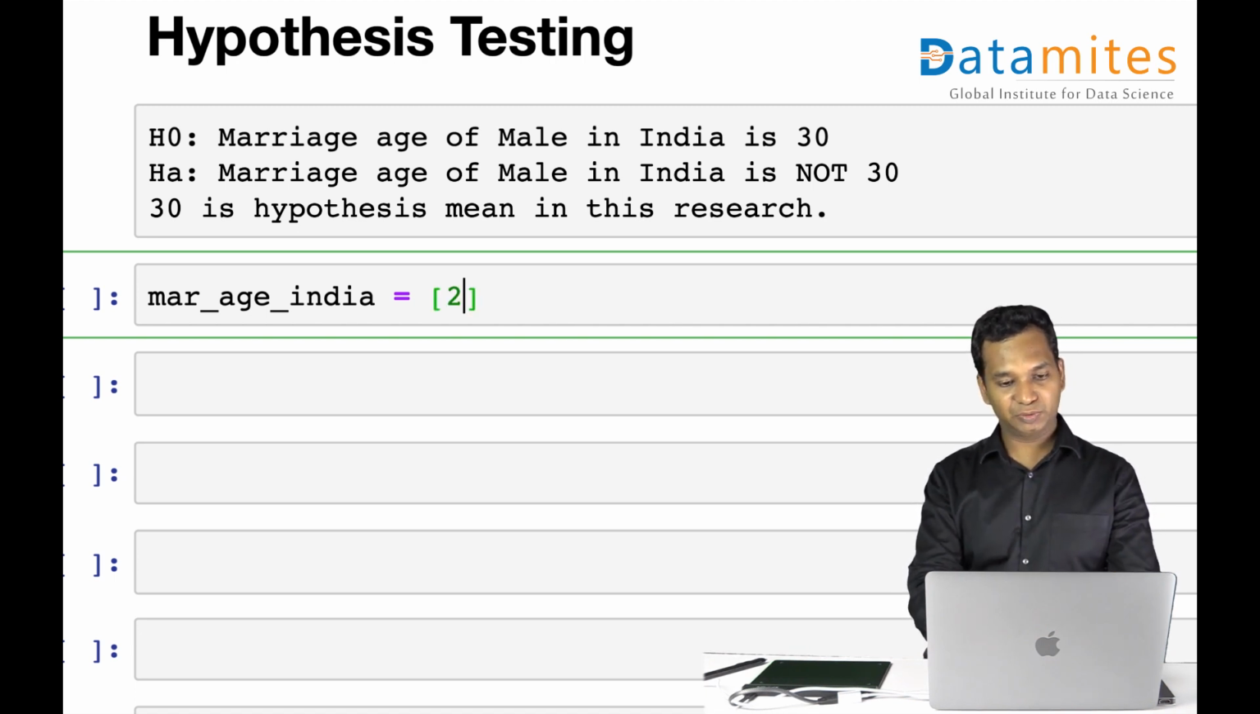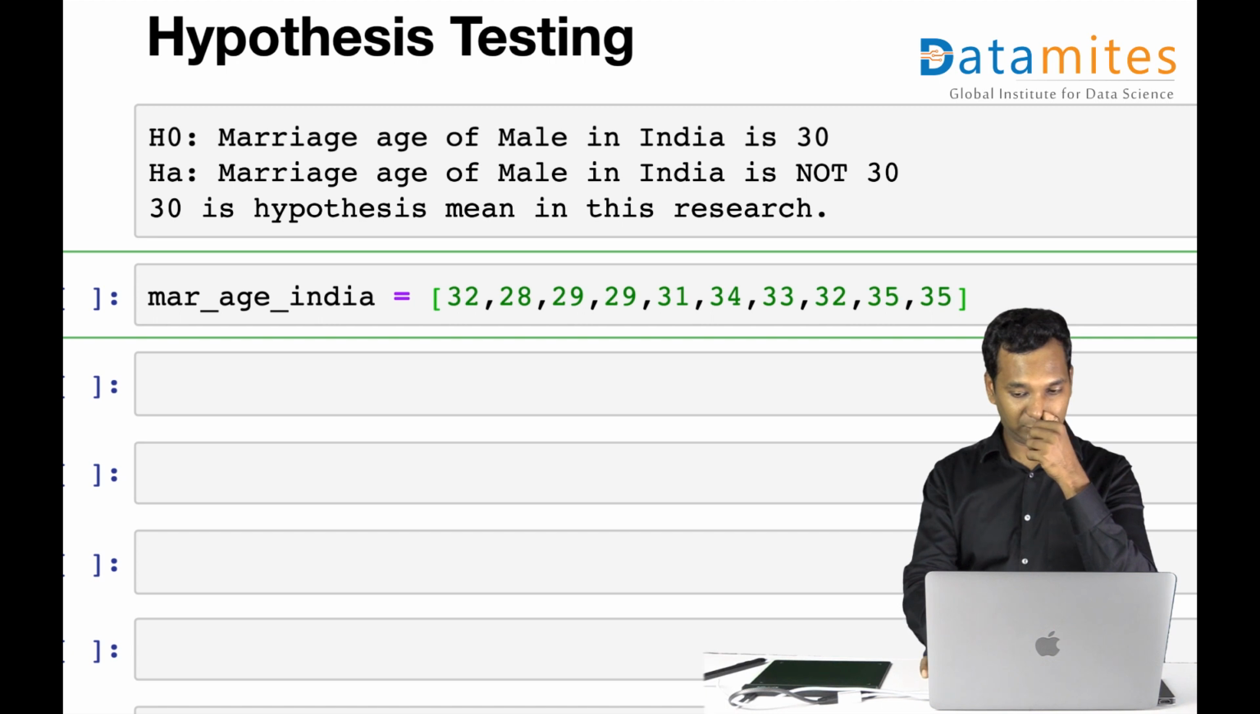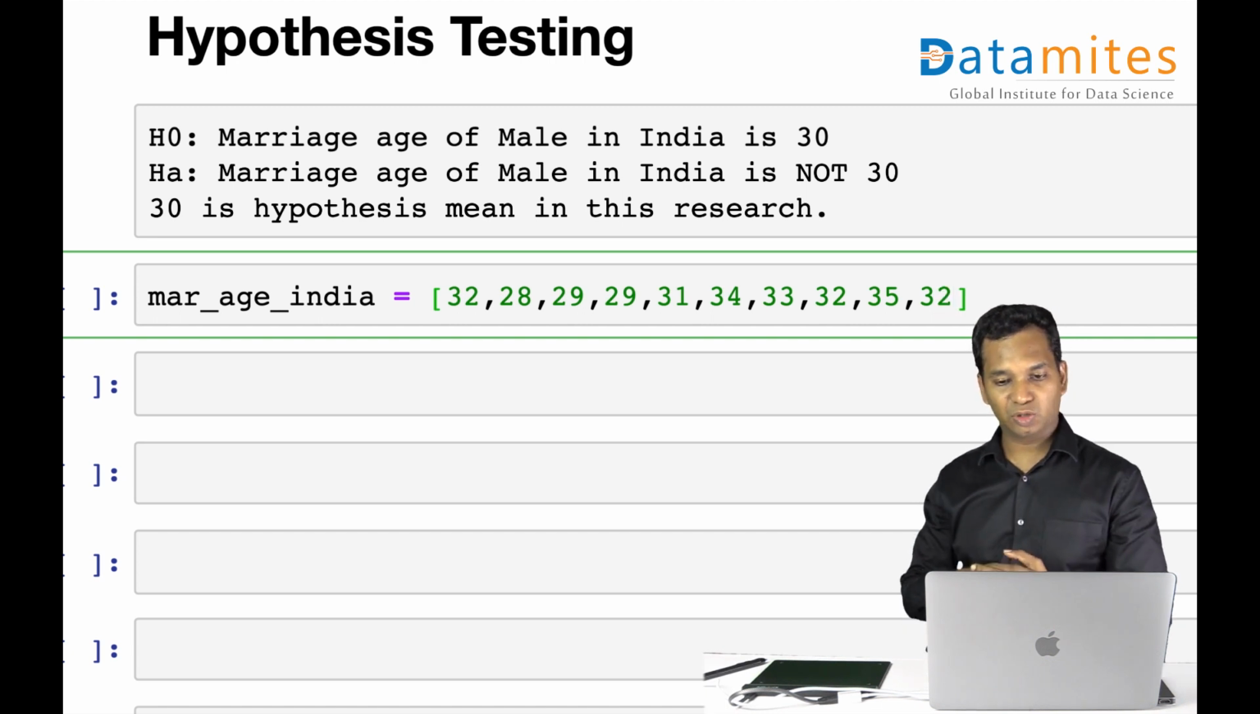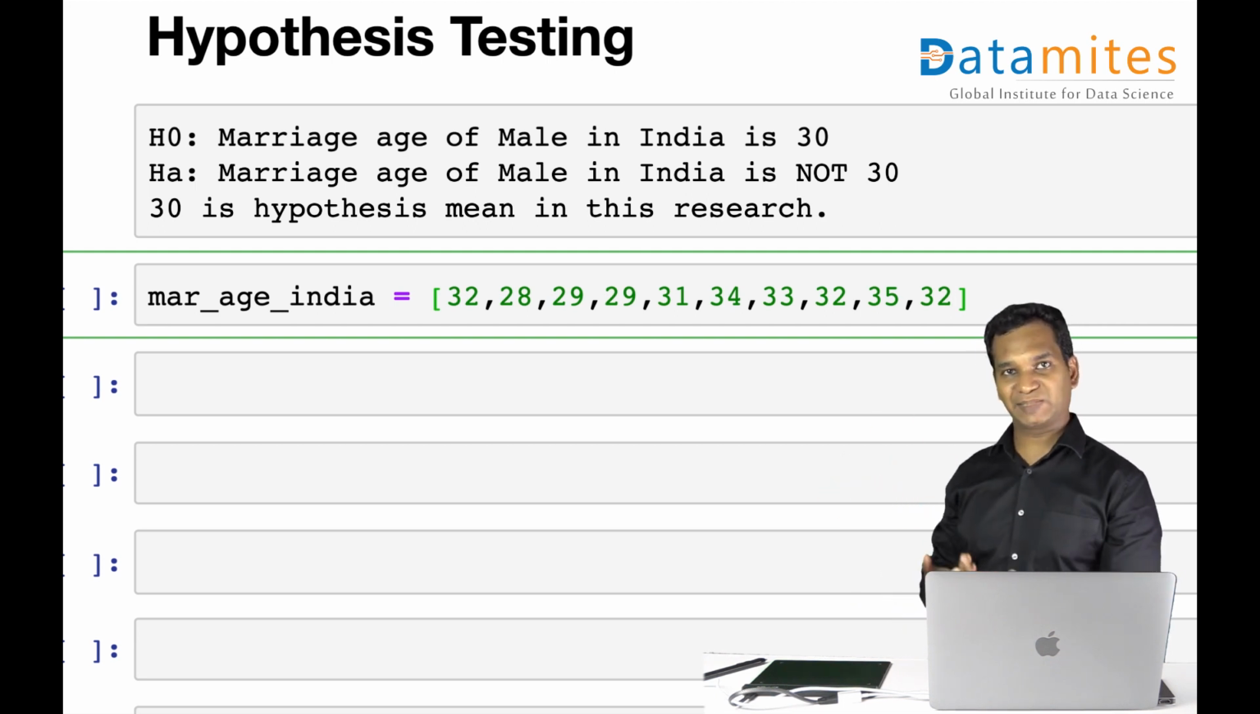So let's say 32, 28, 29, 31, 29, 31, 34, 33, 32, 35, 30, 35 again, so 32. Okay. So, you might get 1,000, 2,000 data. So I'm just taking a few data for explaining the things.